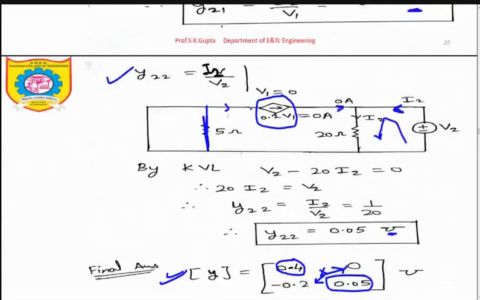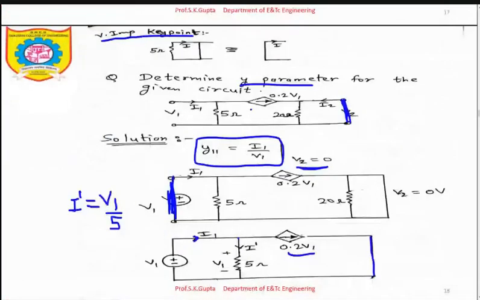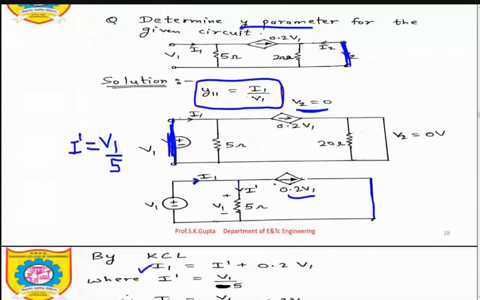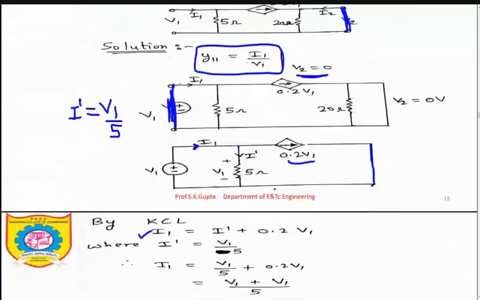Okay, so once again, how have we solved this numerical? First we have to determine Y11. For finding Y11, the condition is V2 equal to 0. So make a short circuit. Here I1 is divided into I dash and 0.2 V1. So by KCL, I1 equal to I dash plus 0.2 V1. I dash is V1 upon 5. So cross multiply, and we get the value of Y11.